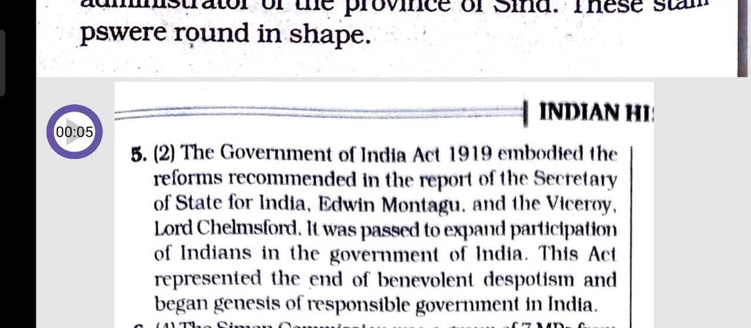The Government of India Act 1919 embodied the reforms recommended in the report of the Secretary of State for India, Edwin Montagu, and the Viceroy Lord Chelmsford. It was passed to expand participation of Indians in the government of India. This act represented the end of benevolent despotism and began the genesis of responsible government in India.